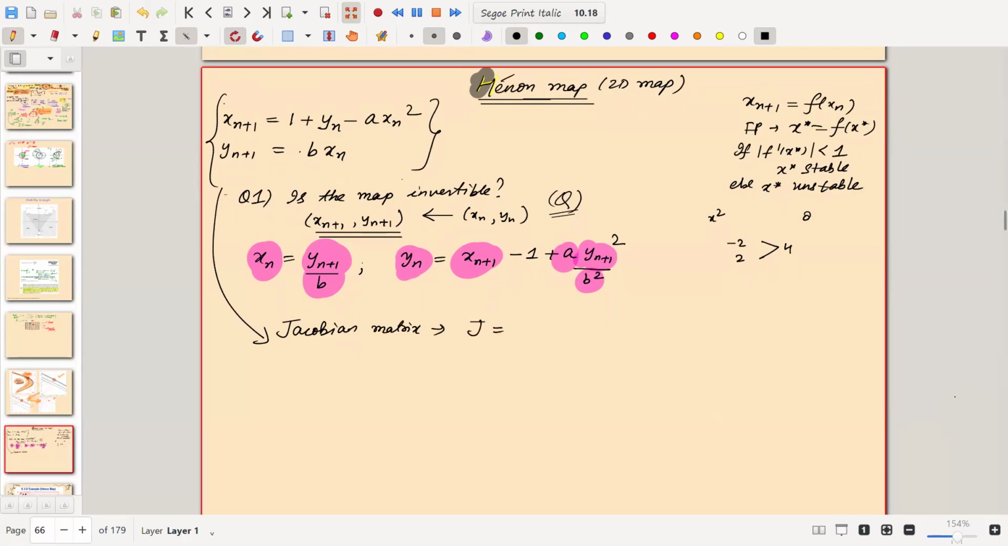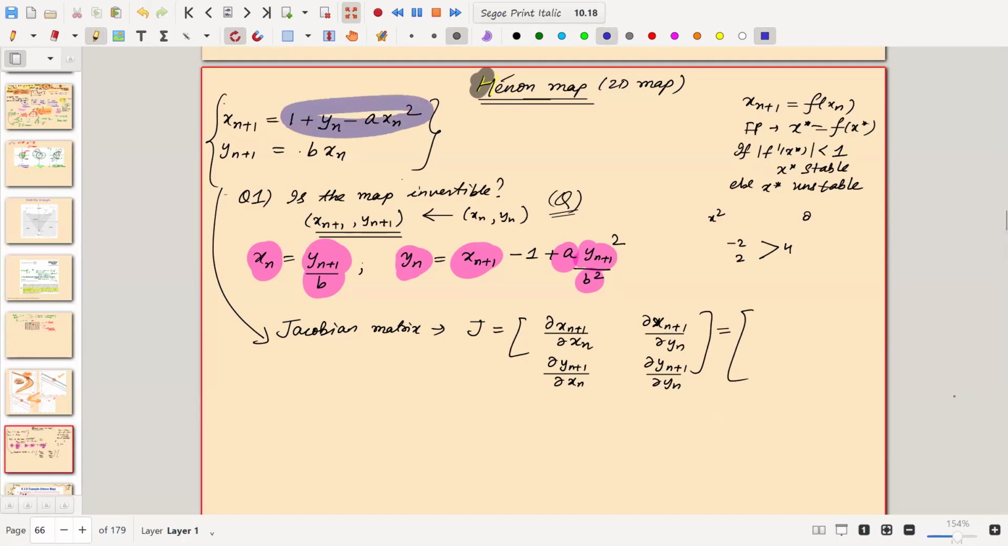So the Jacobian matrix J is nothing but dou xn plus 1 by dou xn and dou xn plus 1 by dou yn, then dou yn plus 1 by dou xn and dou yn plus 1 by dou yn. If you do this, what you have to do is take this part and differentiate it with respect to x and y. So what do you get when you differentiate with respect to x? Yes, minus 2axn, and with respect to y you will get 1.